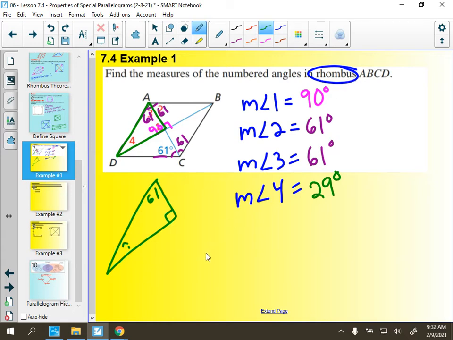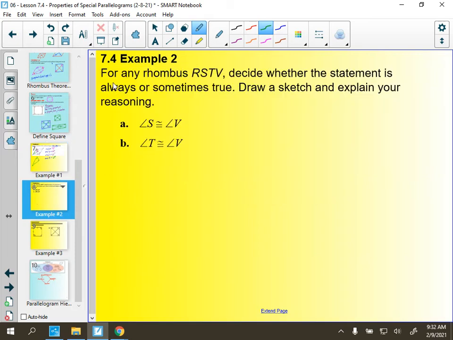Square as well. Okay. A little bit different here. I like this one. Still, I guess, picking on rhombus, but it could also be, again, square, rectangle. So it's asking us, for any rhombus RSTV, decide whether the statement is always true or sometimes true. So basically, these are going to be true at some point. The question is whether it's always true or sometimes true.